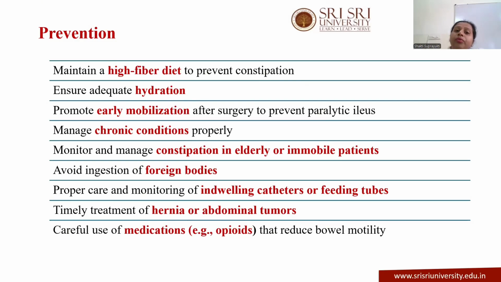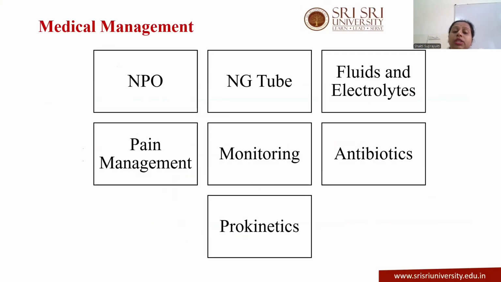Then after that we provide the management. First we give the medical management. In medical management, first we keep the patient nil by mouth, okay, and also provide nasogastric tube feeding. The nasogastric tube is inserted to decompress the stomach, which helps to relieve the abdominal distension, nausea and vomiting.